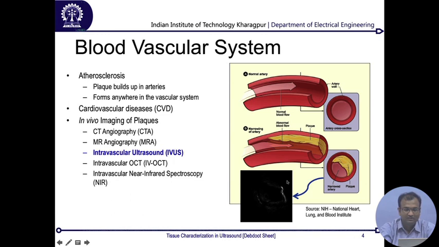So intravascular ultrasound tissue characterization deals with this: instead of showing this kind of image, can we show something almost like, or equivalent to, a histological image? That's the basic problem statement we work on.